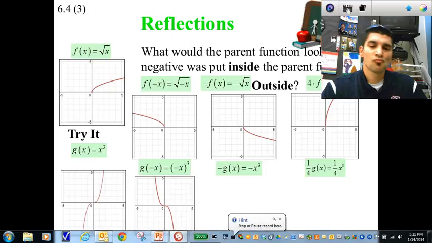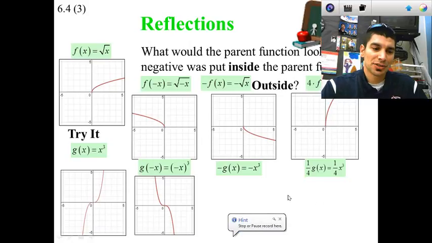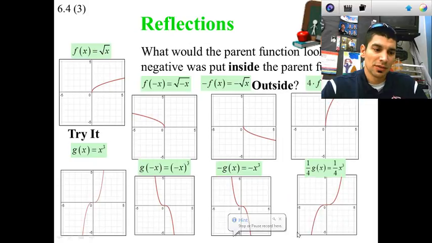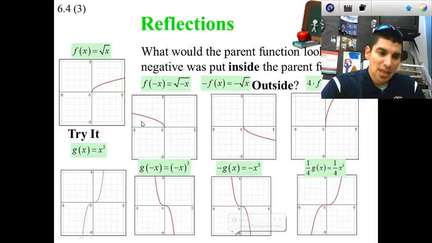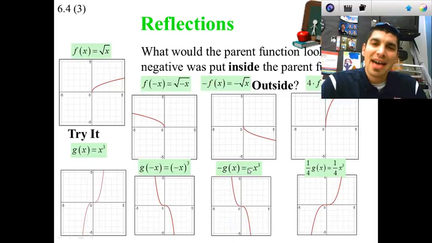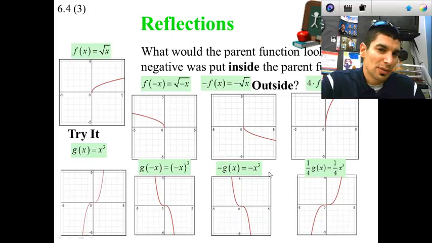Okie dokie. Answers to both of these. This one and this one look the same, but I just want you to make sure that you understand that there's a difference between this. We're doing the negative after we do the parent function. So technically, what we are doing on this function is that these values that were, when x was 1 and I plugged it in, it was a positive 1, and now it is becoming a negative 1. So now it ends up down here.